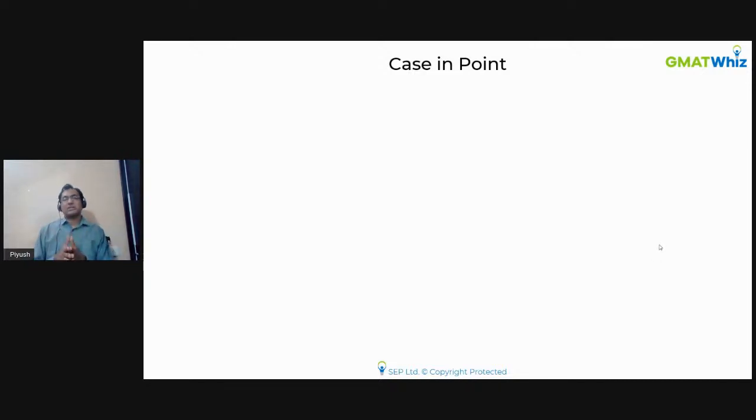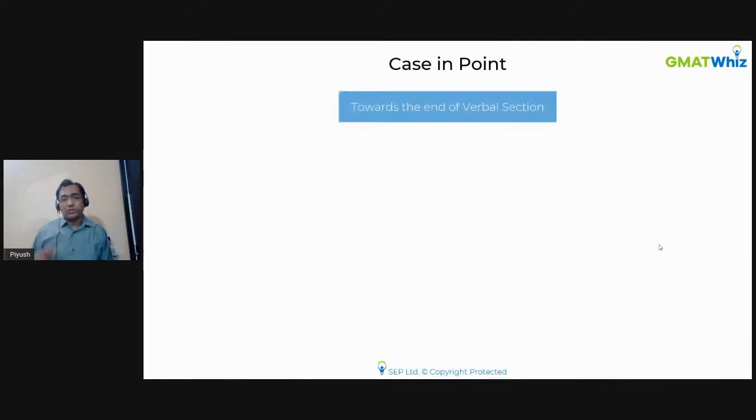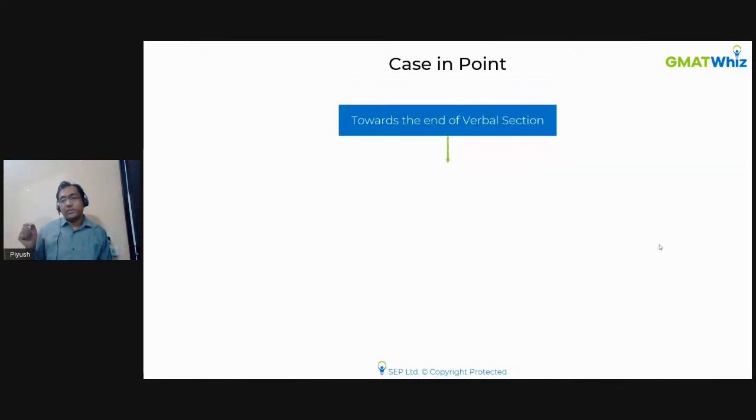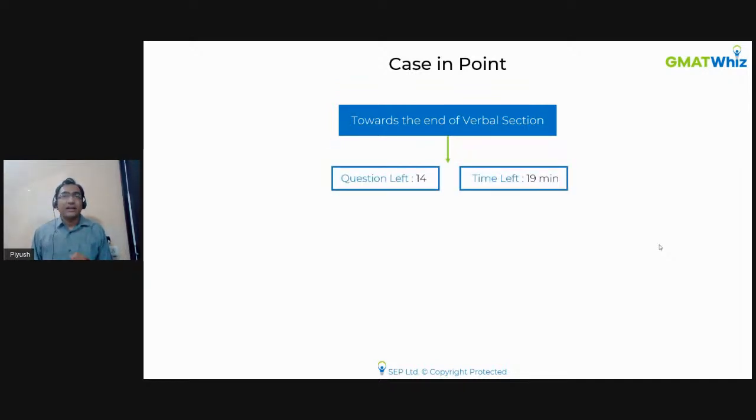So what I'm going to do now is take a case in point, and this is the exact same scenario which happened with me on the test day. I'm going to take the case from the verbal section of the GMAT. When I was nearing the end of my verbal section, I had attempted around 22 questions by then, and I was left with 14 questions. And when I looked at the watch, I found that there were only 19 minutes left on the clock.